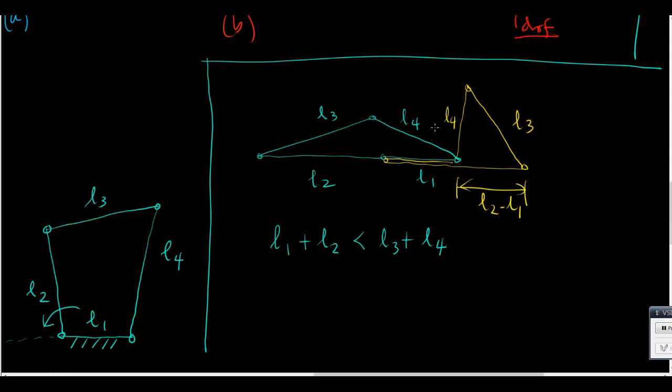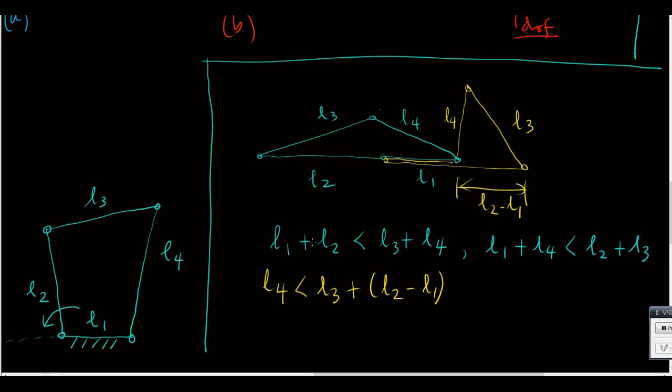Okay, please forgive the imperfection in the drawing. This L4 and this L4 are supposed to be the same. Okay, so now what do we need? Now this triangle has to be possible. This means L4 has to be less than L3 plus L2 minus L1, which we write as L1 plus L4 is less than L2 plus L3.